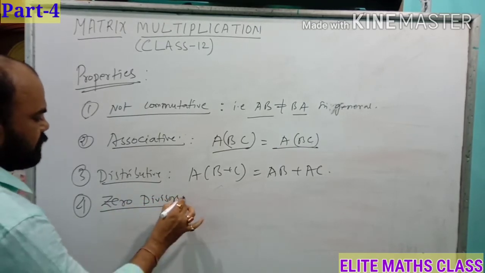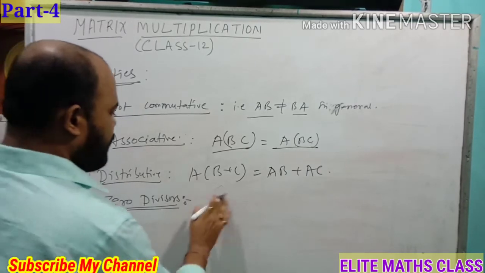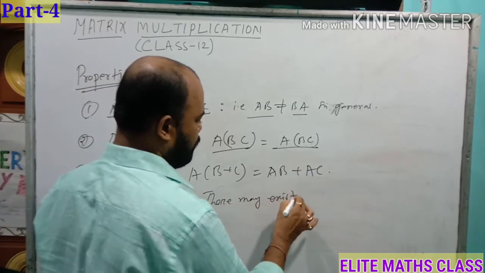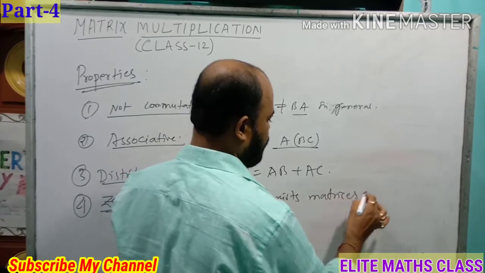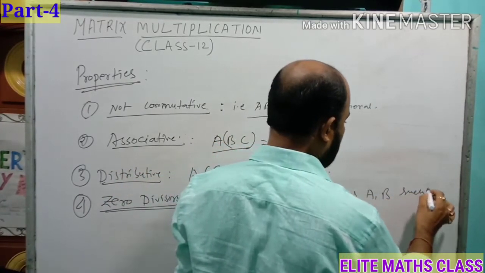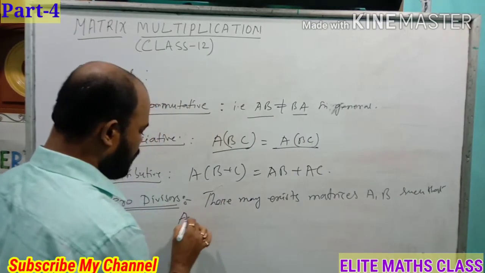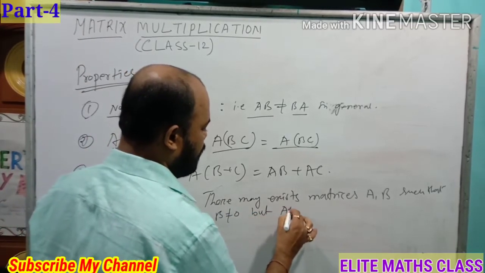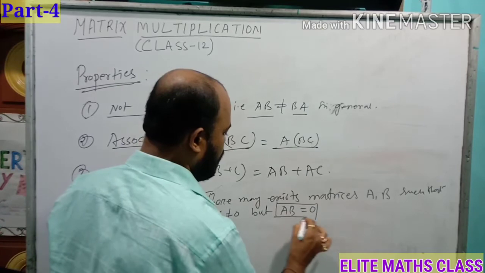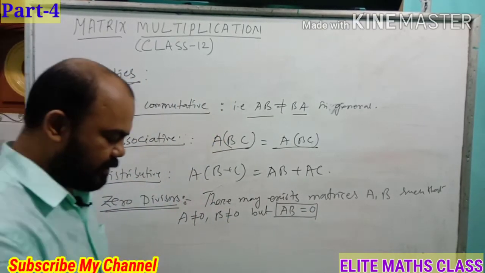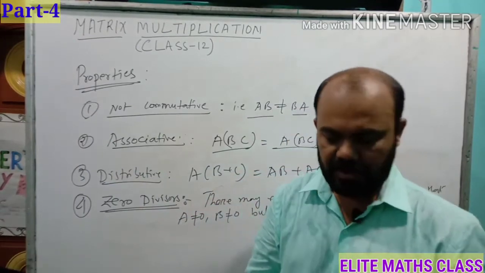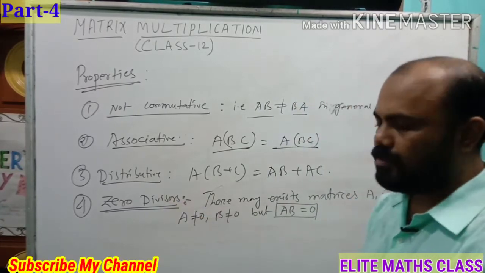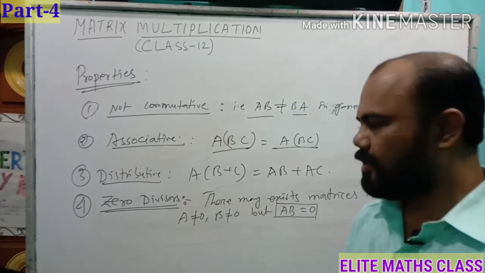zero divisors. This is a new property. There may exist matrices A, B such that A is not a zero matrix, B is not a zero matrix, but the product AB equal to 0. This only happens in matrix multiplication, also in multiplication of vectors. What is zero divisors? There are two types of zero divisors, left zero divisors and right zero divisors.